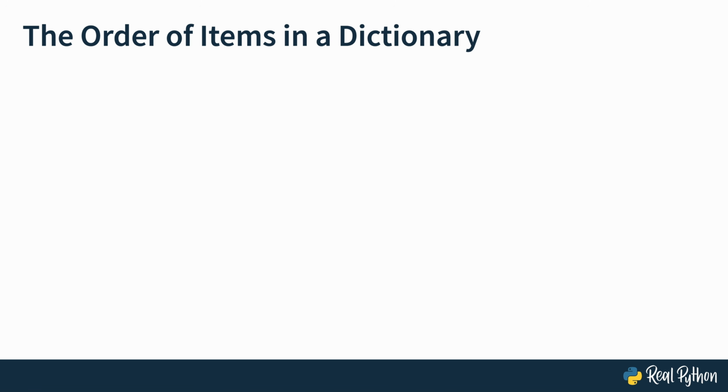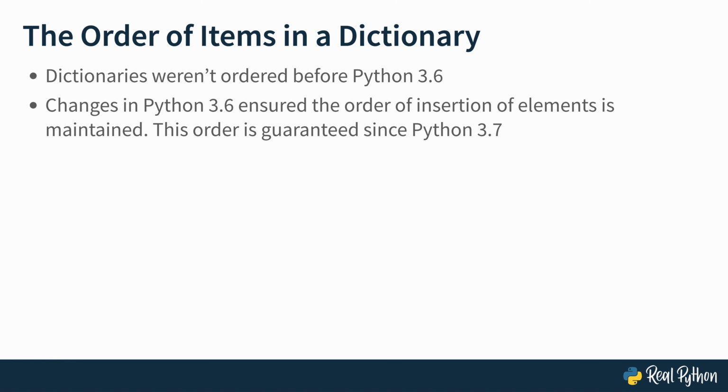Sorting data structures depends on the order of the items. However, prior to Python 3.6, dictionaries had no order. Changes were made in Python 3.6 to how dictionaries are implemented. And as a side effect of these changes, the order of insertion of items is now maintained. This was made a formal part of the language in Python 3.7. This means that from Python 3.7 onwards, you have a guarantee that the order in which you add items in a dictionary is maintained and you can rely on it.